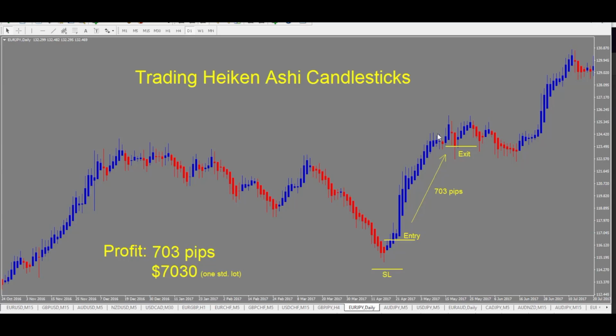Once we start to see pins in the opposite direction here, that gives us a warning. That means we could see a trend change here, and as we see two candlesticks in the opposite direction, red candles here, that's time to exit the trade. From entry to exit, we get 703 pips in the trade. So our profit is 703 pips, or $7,030 if trading one standard lot.